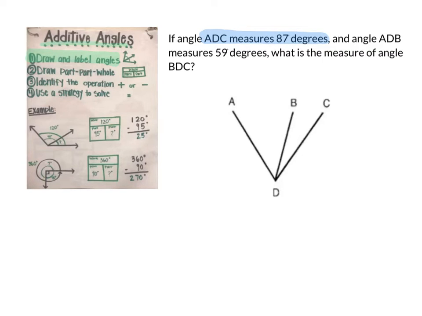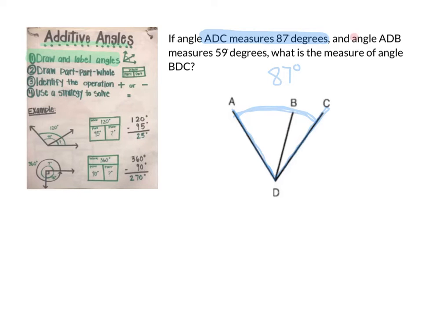So I'm going to trace A, D, C. Tracing the lines helps me figure out which piece of the angle we're talking about. So now we know our whole angle, from here all the way over, is going to measure 87 degrees. This is going to be our total angle.